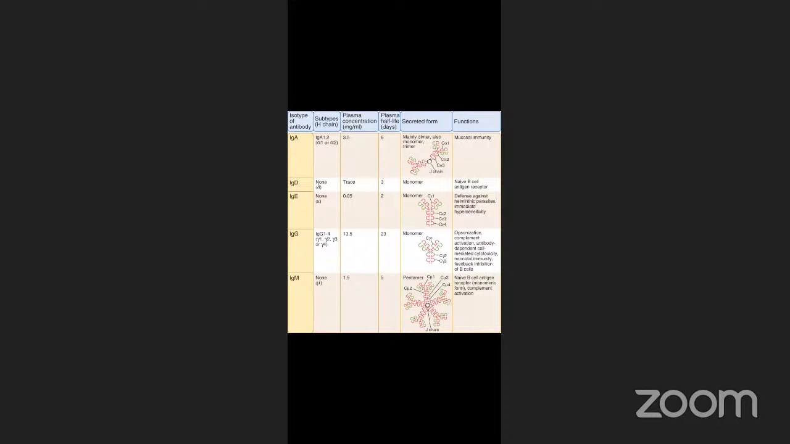Coming to the structure, a Y-shaped structure is there for almost all antibodies, proposed by Rodney Porter. Four polypeptide chains are there: two heavy chains and two light polypeptide chains. The chains are linked with covalent disulfide bonds. Very, very important: disulfide bonds are there in between the chains.